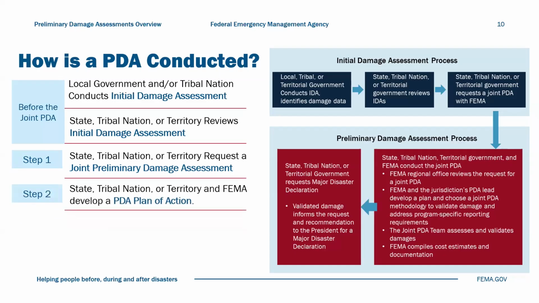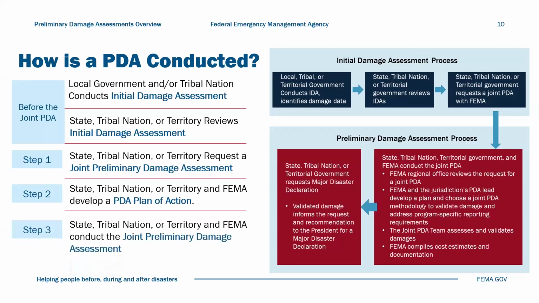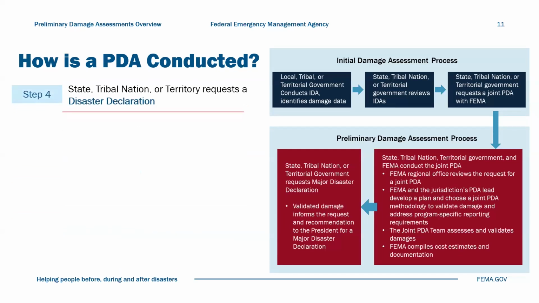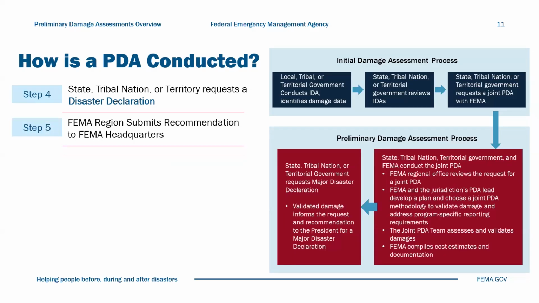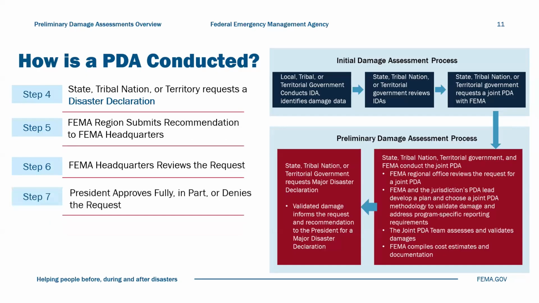FEMA and the state, tribal nation, or territory will develop a joint PDA plan of action and choose a methodology to validate damage and address program-specific reporting requirements. Once the joint PDA is complete, the state, tribal nation, or territory requests a presidential disaster declaration and submits the request to the FEMA regional administrator. The FEMA regional administrator reviews the requests and submits their recommendations to FEMA headquarters, who submits the recommendations to the president. The president approves either fully, in part, or denies the request.